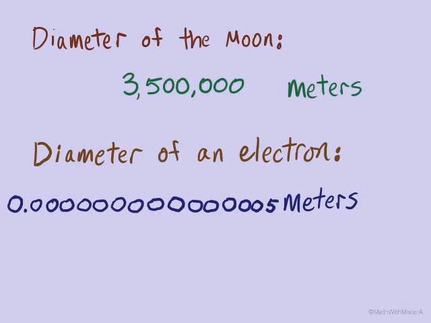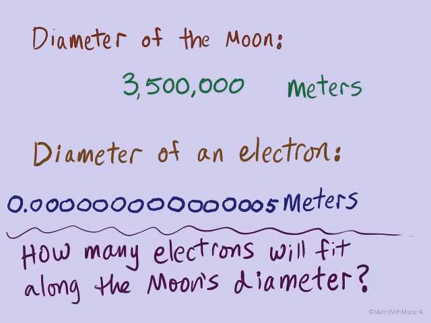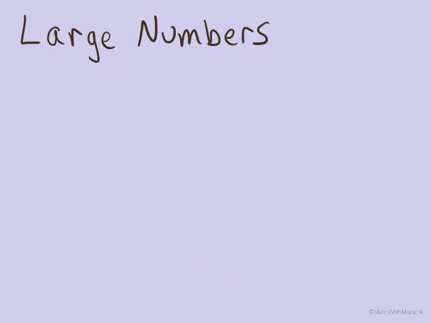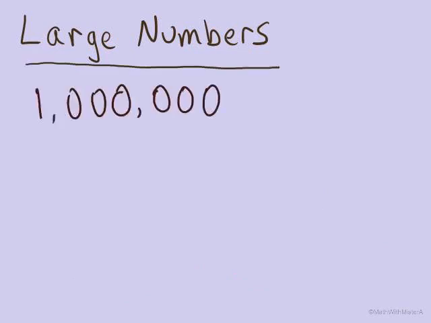And if you encounter a question where you're actually working with a few of these large numbers, or a large number and a small number, for example, how many electrons will fit along the moon's diameter, there even turns out to be a way that we can represent these numbers without all those zeros, and the way makes it a little bit easier to accomplish some of these calculations, like the division we would do in this problem. First, let's talk about large numbers. And for our first example, we'll use 1 million.